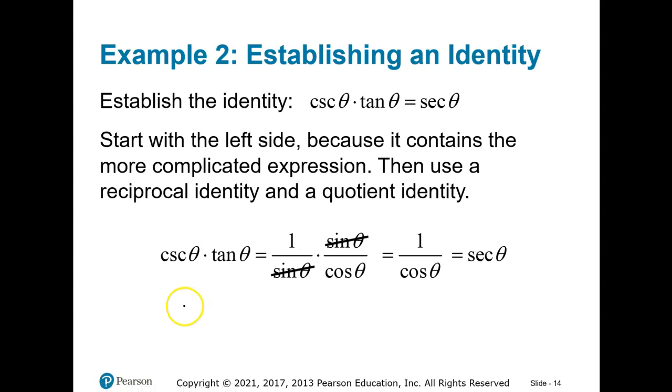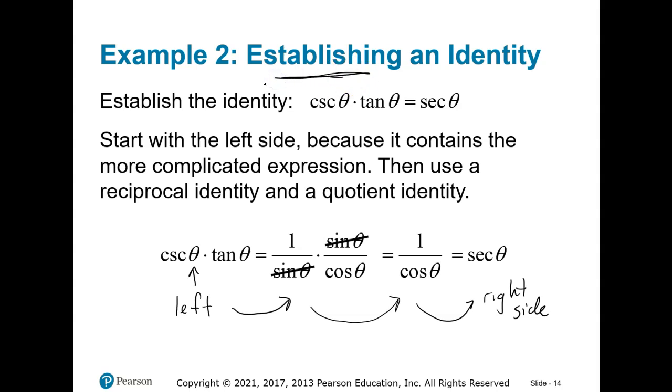Okay, so this is the left. All right, I'm just doing stuff to the left side and showing that eventually I can get to the right side. That's the idea. That's how we establish an identity. Sometimes this is going to be called verify an identity. Verifying just means show that it's true. And again, we can only work with one side at a time.